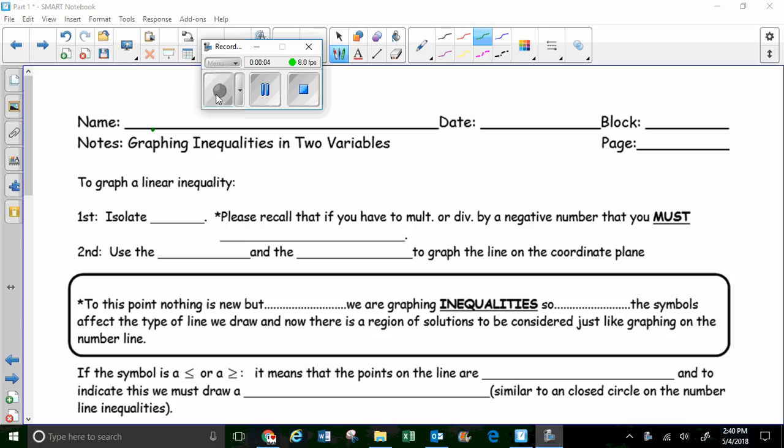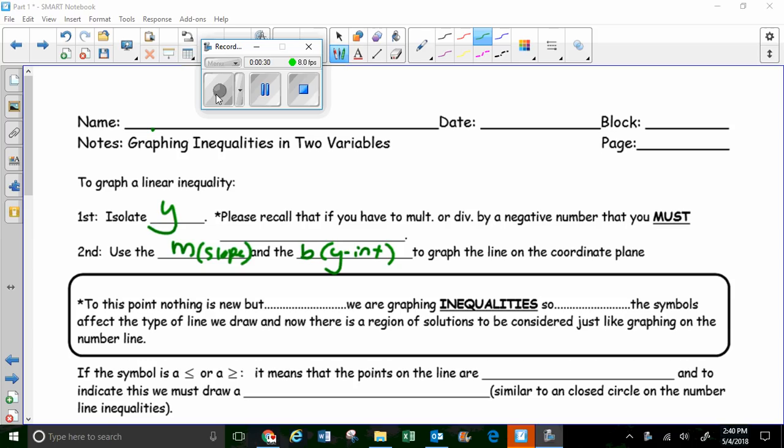We're going to be graphing inequalities in two variables. To graph an inequality, it's very similar to graphing an equation. You simply isolate y and use the m, the slope, and the b, the y-intercept, to graph the line on the coordinate plane. Now the only difference here is it's an inequality.